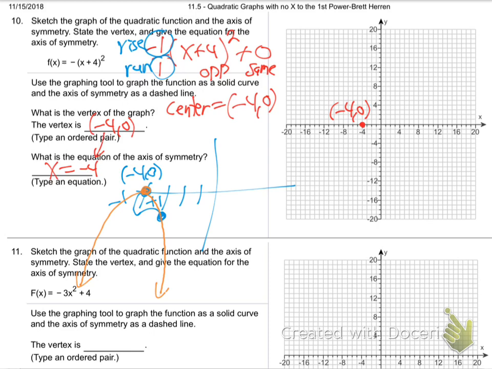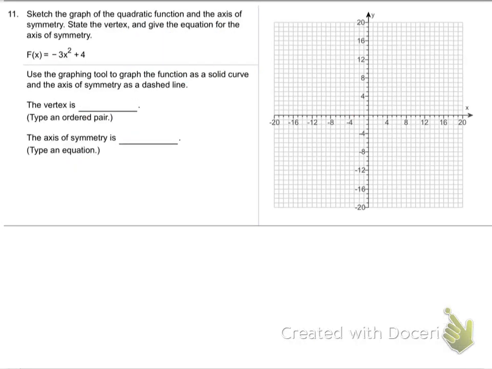So this is a U shape going down, of course, because it's got a negative in the front, negative slope. Negative in the front means the U shape goes down. Positive in the front means the U shape goes up. So do that, and then the last thing is you got to put a dotted line right through the middle. That's this line, x equals negative 4, going right through the middle. Okay, so here we are.